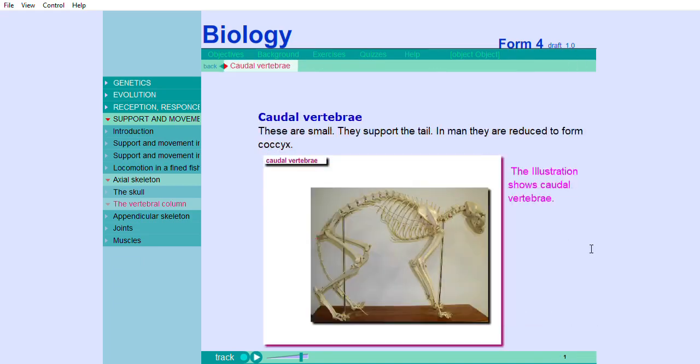Caudal vertebrae. These are small. They support the tail. In man, they are reduced to form coccyx. The illustration shows caudal vertebrae.